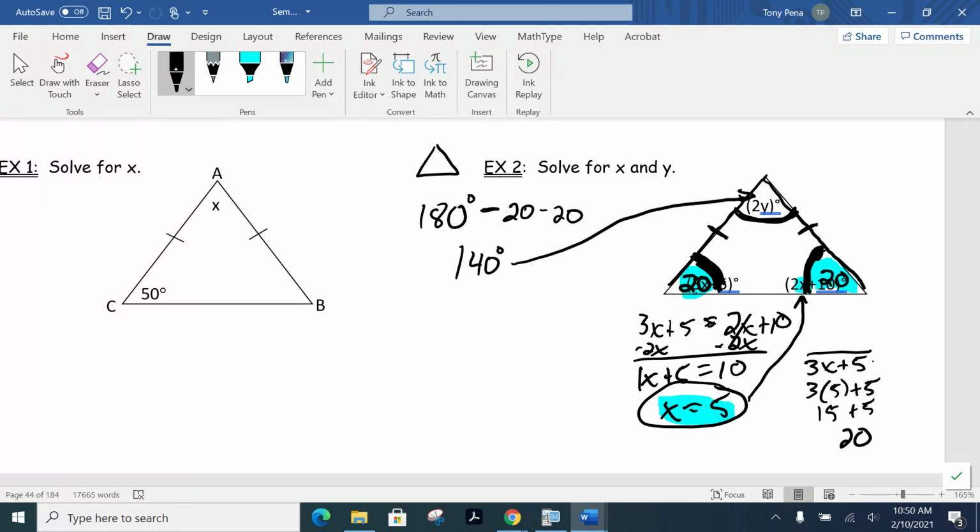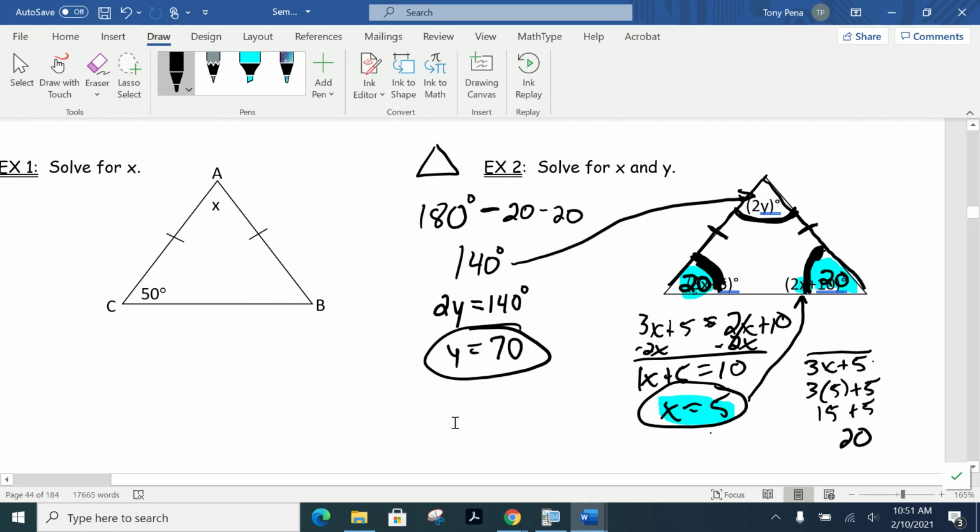Notice how it's defined in our little diagram here as 2y. So that's our second equation that gives us y. That angle 2y, we now know has a degree measure of 140 degrees. We can set those equal to each other, divide, and then we can figure out that y isn't a degree necessarily. That y has to be 70. All right, so x is 5, y is 70. Those are our answers. Okay, not easy, not easy.